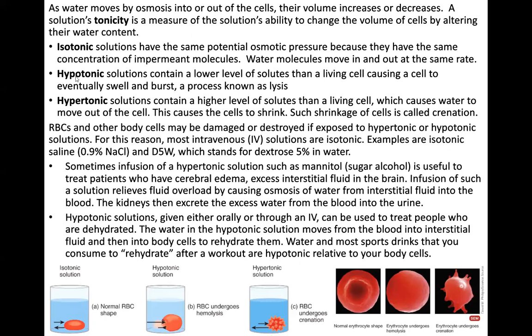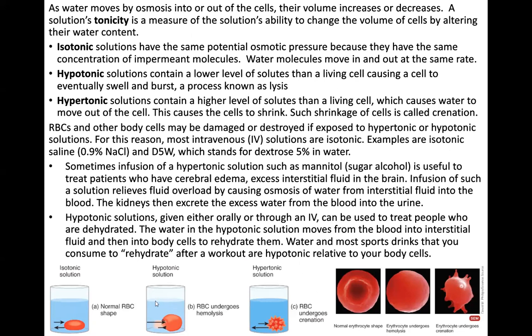In a hypotonic solution, hypo is a prefix that means low, so there's a lower level of solutes than in a living cell, causing a cell eventually to swell and burst, a process known as lysis. So a hypotonic solution is like just having pure water. This is like having 100% water and no salt. And it's going to rush that water into the cell because the cell has some salt.